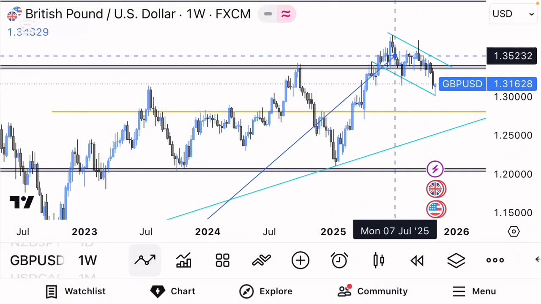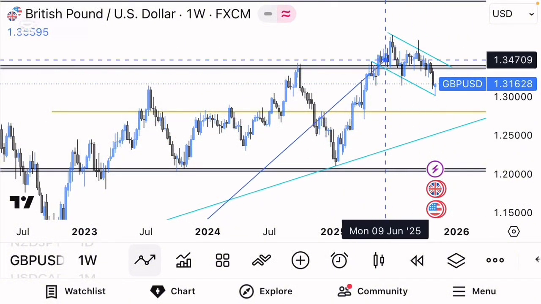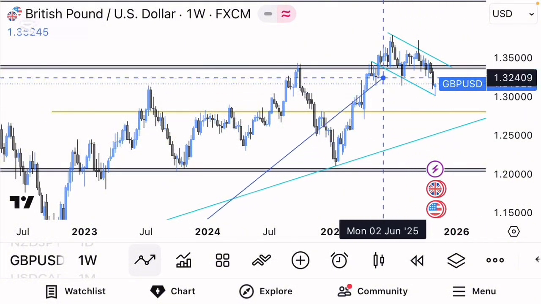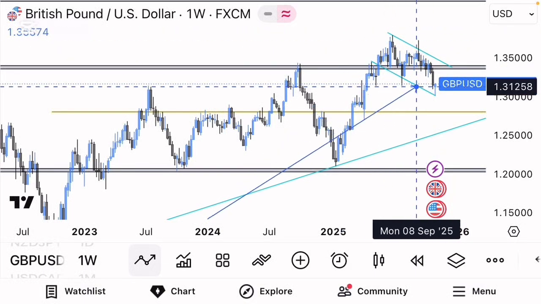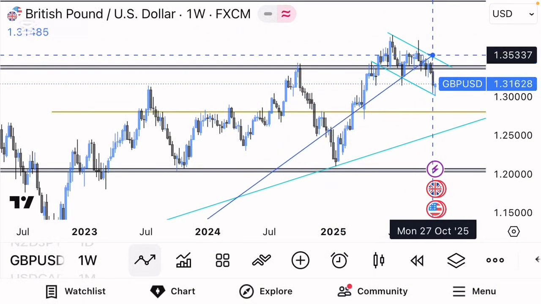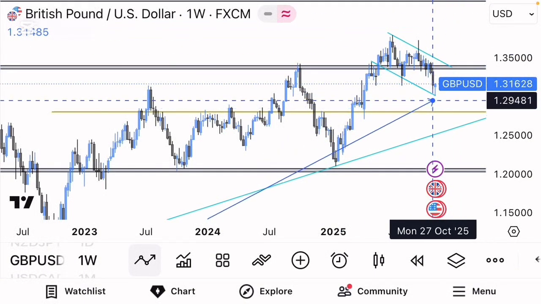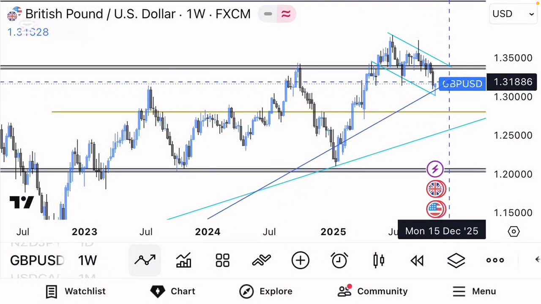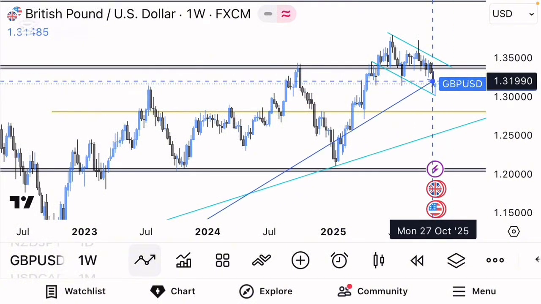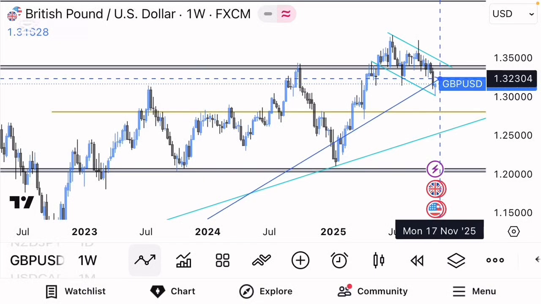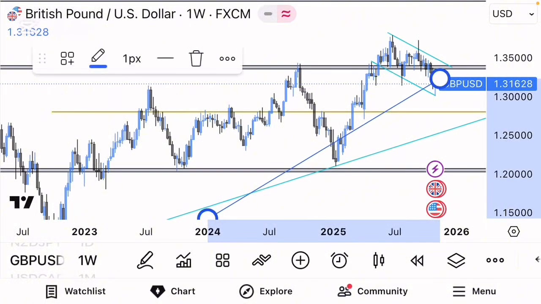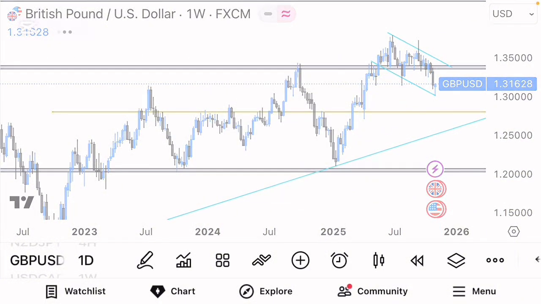So this is a level we really want to look out for in the forex market, and make sure that you are not trading until you see a clear break either above or below this level, to avoid market manipulation or the market hitting your stop loss. So let's go to the daily time frame and see what's going on.